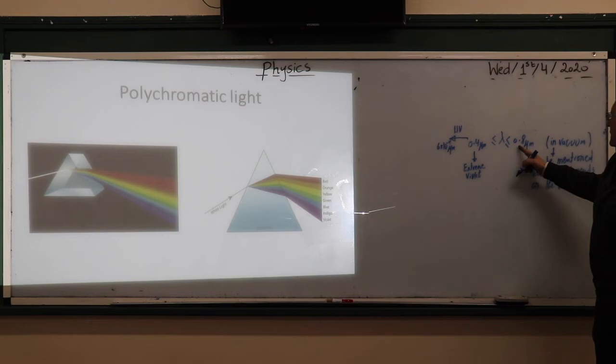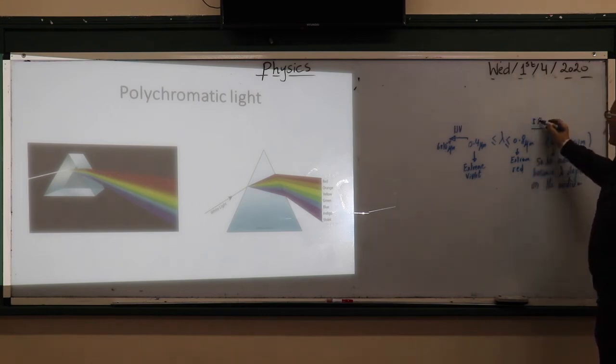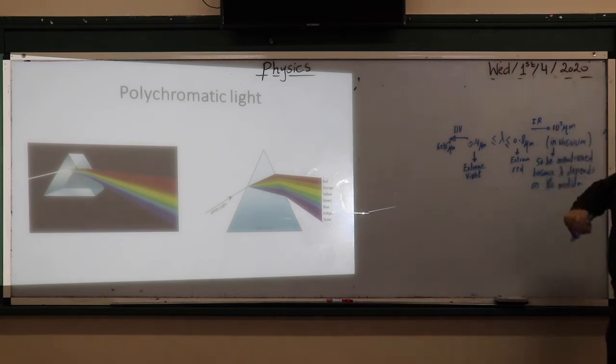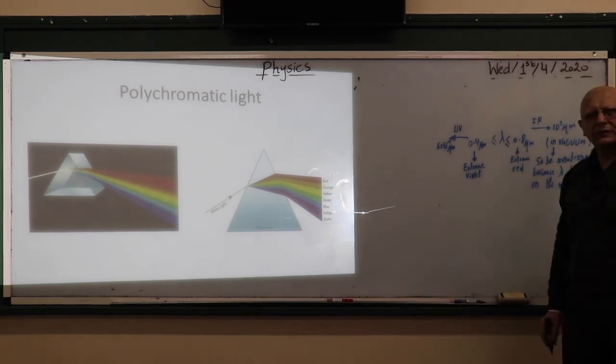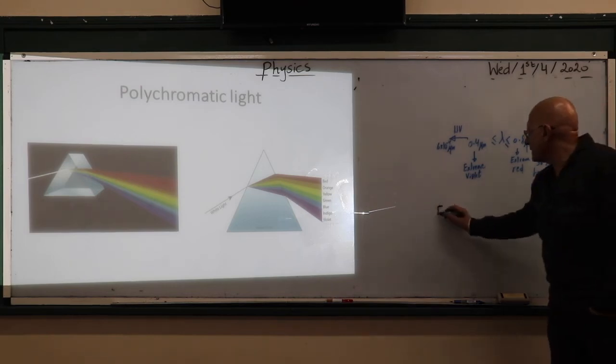Look here, this is the extreme red. Above it, you have infrared till 10 power 3 micrometer. All the radiations that lie within the range 0.8 micrometer to 10 to the power 3 micrometer are infrared radiations. Okay? Let's take an exercise.